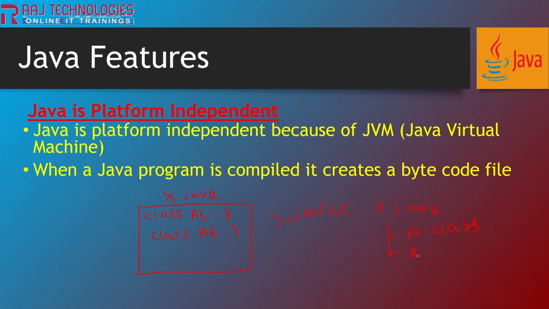That is, depending on the number of classes present in your source code file, that many .class files will be created. And these .class files we call bytecodes. So once we compile our Java source code file, when a Java program is compiled, it's going to create what? Bytecode files. These .class files we call bytecode files.